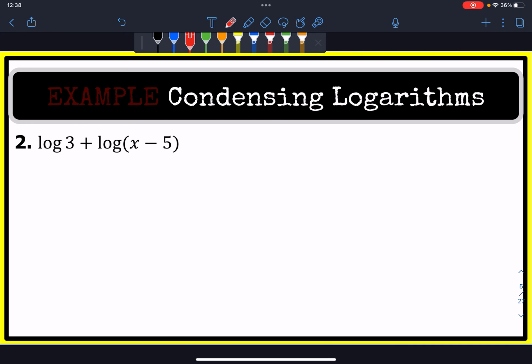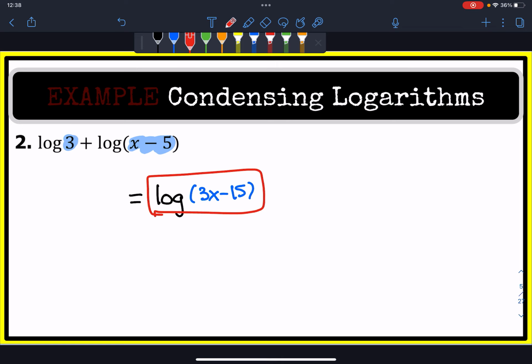To do this example, same situation. We have the common log of 3 plus the common log of x minus 5. So the condensed form would multiply 3 with x minus 5, which is 3x minus 15. So this is your condensed form.